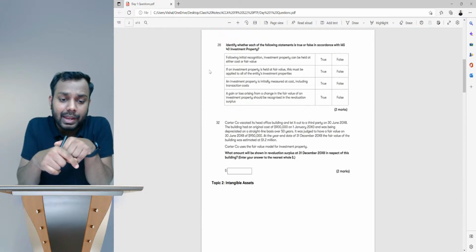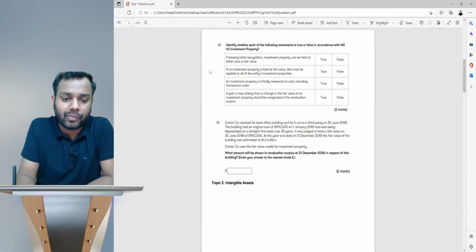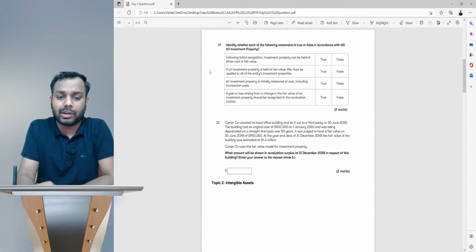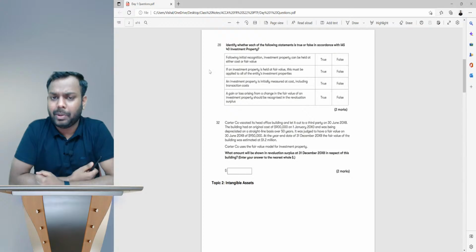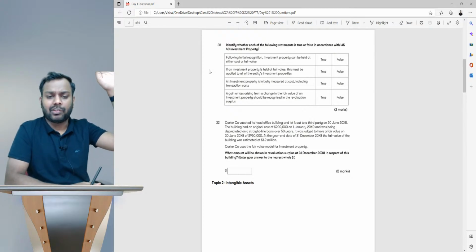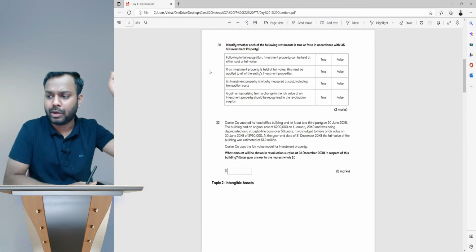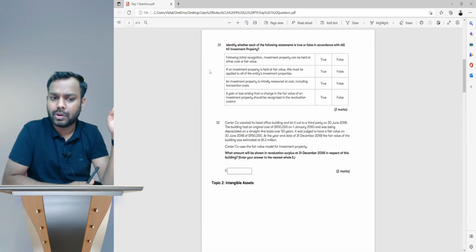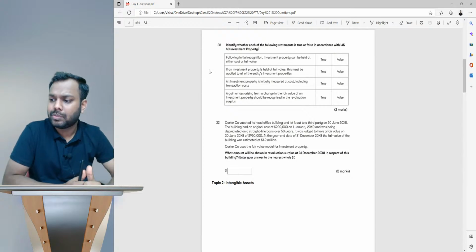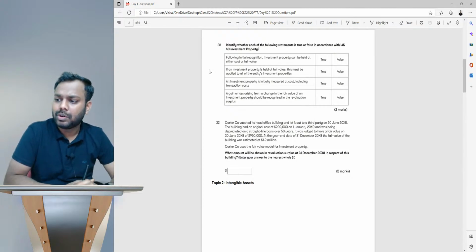Now, what is the last one? A gain or loss arising from a change in the fair value of investment property should be recognized in revaluation surplus. True, right? Tell me who all are for true. Question number 28, fourth point, who all are for true? Anyone for false? Manav false, Vidisa false, Rajat true. Rajat, how come true?